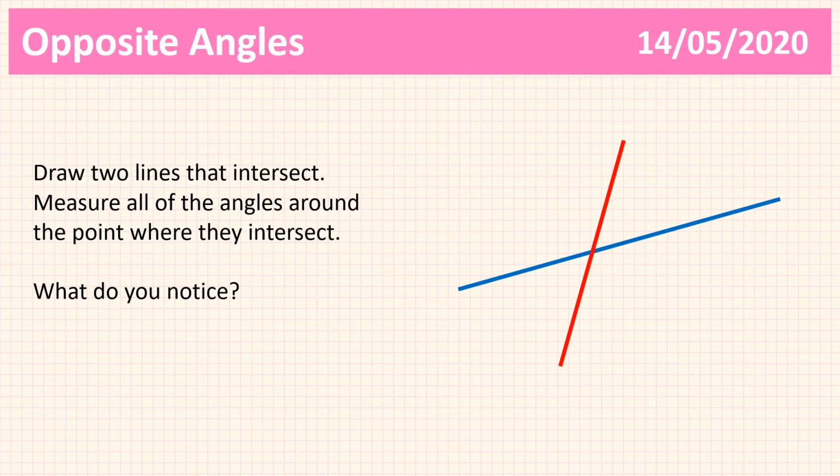What I would like you to do is draw two lines that intersect. Measure all the angles around the intersection and tell me what you notice. Go ahead, pause the video and have a go at that.